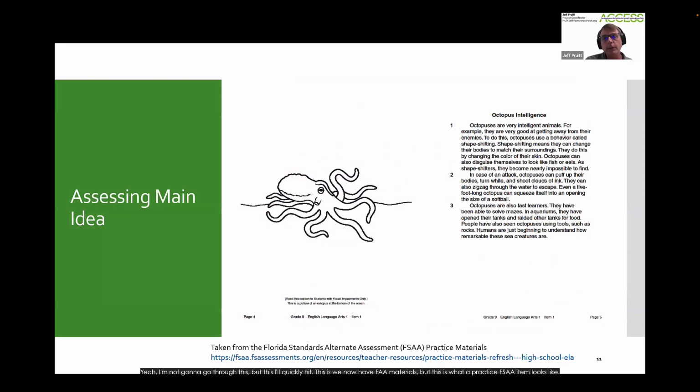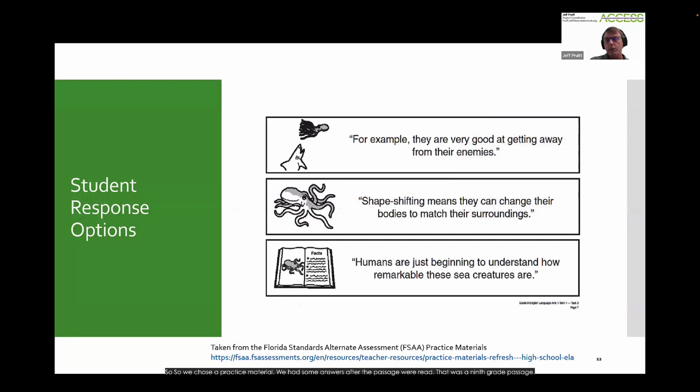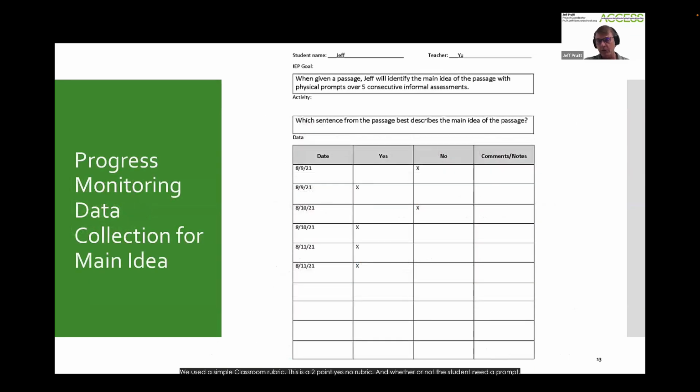I'm not going to go through this, but I'll quickly hit it. We now have FAA materials, but this is what a practice FSAA item looks like. Just a heads up, the FAA materials, the Florida alternate assessments, are going to look the same. So we chose a practice material. We had some answers after the passage was read. That was a 9th grade passage. We used a simple classroom rubric. This is a 2-point yes/no rubric, and whether or not the student needed a prompt.